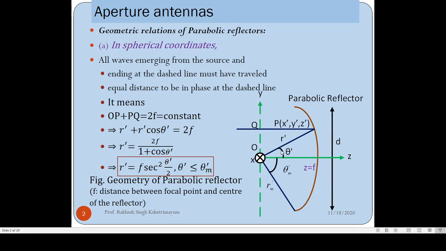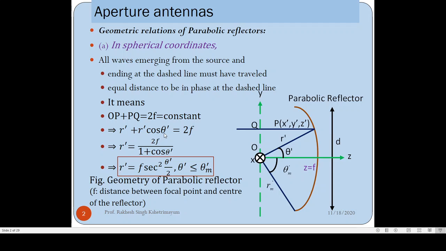So OP is r dash, also denoted by r dash here. PQ will be r dash cos theta dash. This distance here is r dash cos theta dash because this angle is also theta dash. So OP plus PQ will become r dash plus r dash cos theta dash.